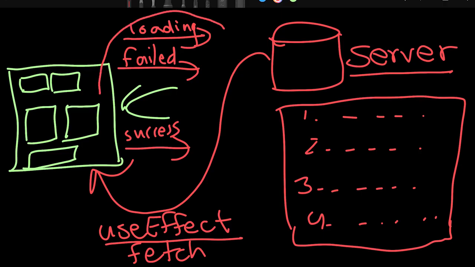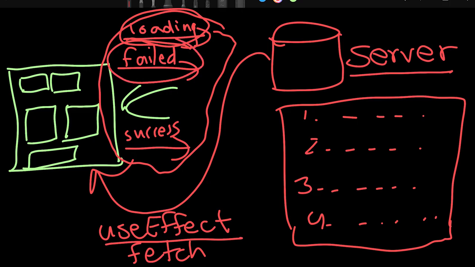So we have to save these states inside our application, because while loading, we want to show maybe a loading message or a spinner. If it says failed, we want to show an error message. And if it says success, we want to load the cards, right? So we'll be going over that in this section.